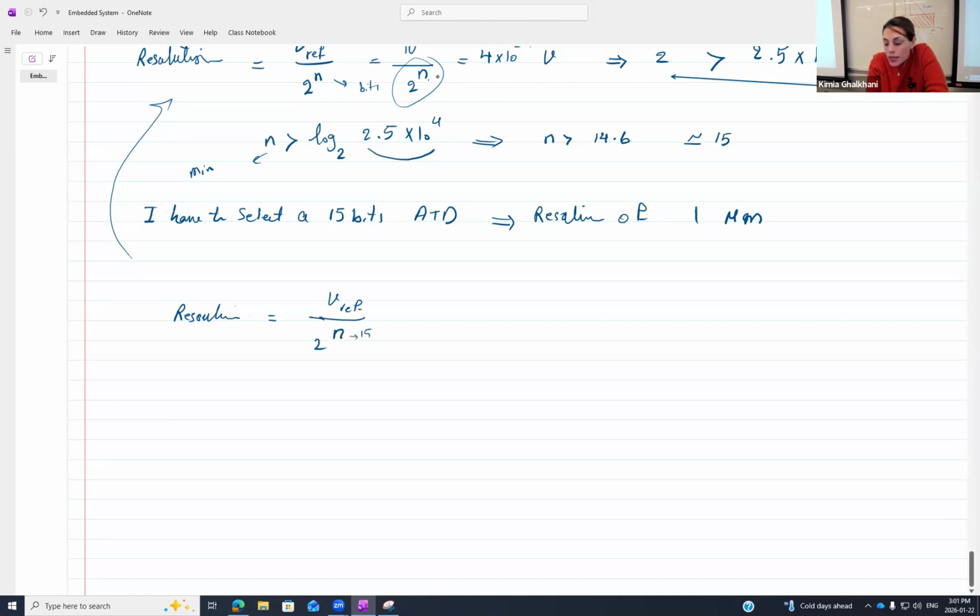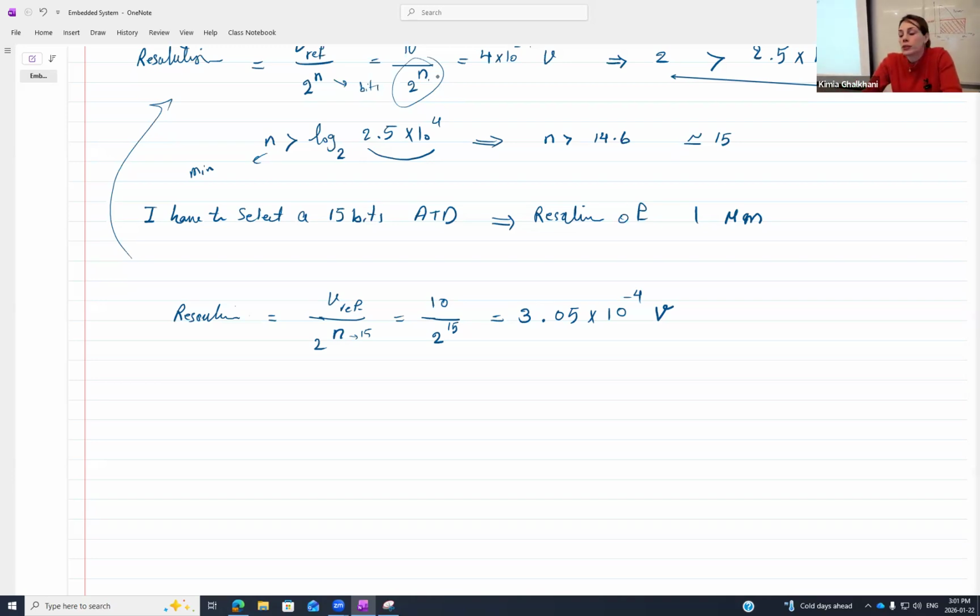Now I found N is 15. And in here I had 10 divided by 2 to the power of 15. What do I get? Now resolution is going to be 3.05 times 10 to the minus 4 volts. Make sense?